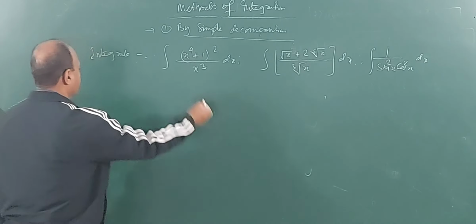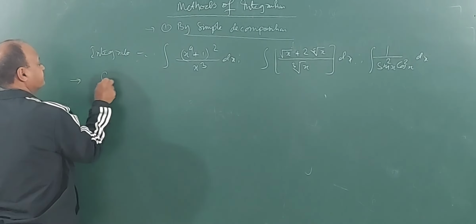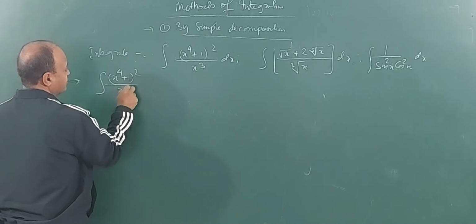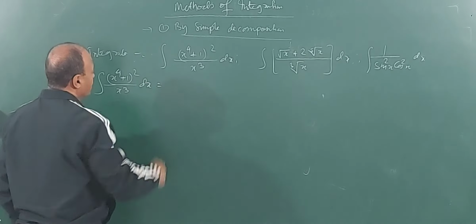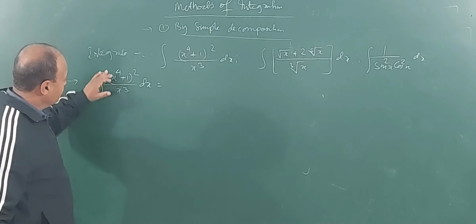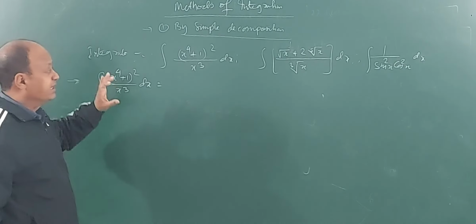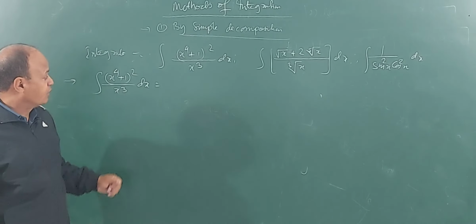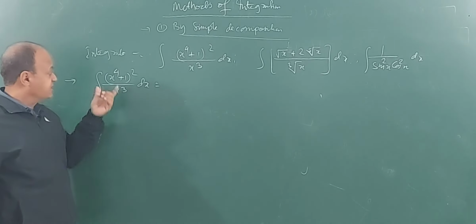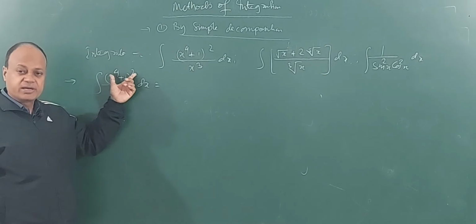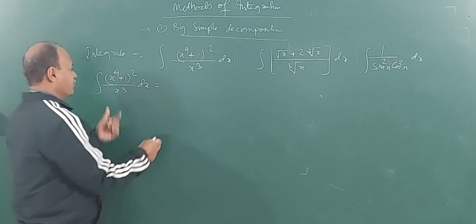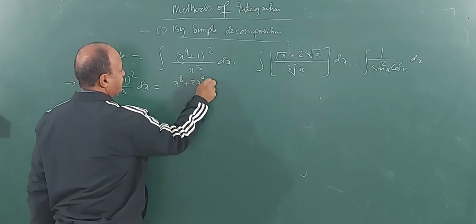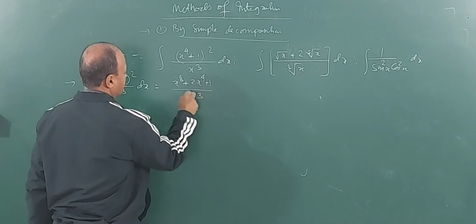Let's take the first integral. Our first integral is (x to the power 4 plus 1) whole square divided by x cube. In this sum, we are just going to simplify. In the decomposition method, we simplify the given expression. What is obvious to me is that this is (a plus b) whole square, so I'll square it. If I square it, what do I get? x to the power 8 plus 2x to the power 4 plus 1, divided by x cube.